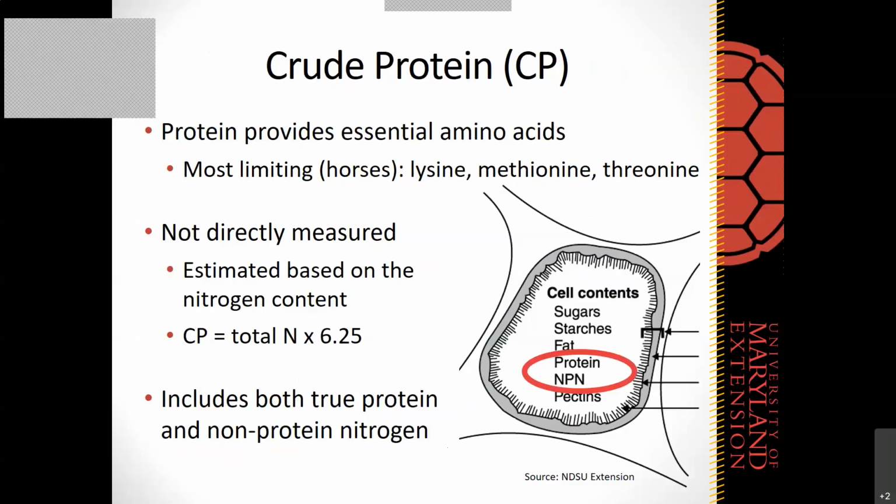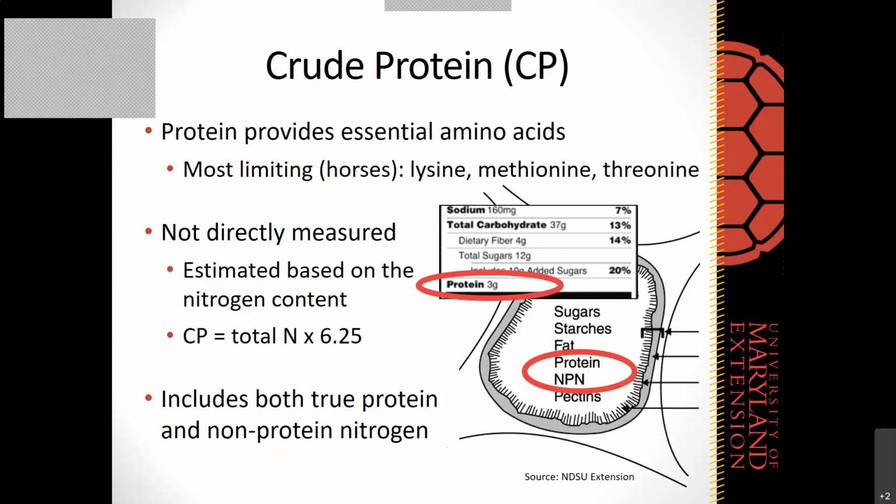And this includes, as a result, both true protein, so actual crude protein, as well as a little bit of non-protein nitrogen. We can have other sources of nitrogen in that plant, but because we're just measuring overall nitrogen, keep in mind that that's why it's called crude protein. It's not a perfect measure, but it's the estimate of the protein. So again, tying that back to the human nutrition label, this one is an obvious comparison. Crude protein is like the protein that we see on our human nutrition labels.